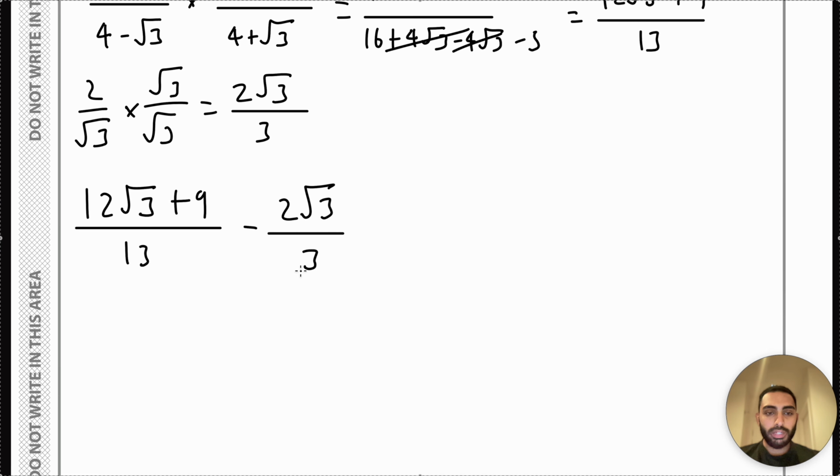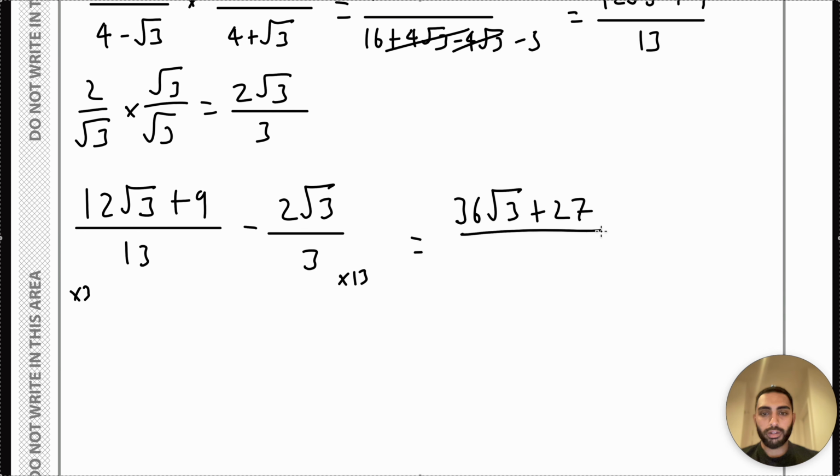We don't have common denominators here, so we're going to have to find the lowest common multiple. So 13, 26, 39. So I'm timesing this one all by 3, and then timesing this one by 13. Let's do this one. Multiplying everything by 3. So 12 times by 3 would be 36 root 3. 9 times 3 is 27 over 39. This one, we're multiplying everything by 13. So minus 13 times by 2 is 26. So 26 root 3 over 39.